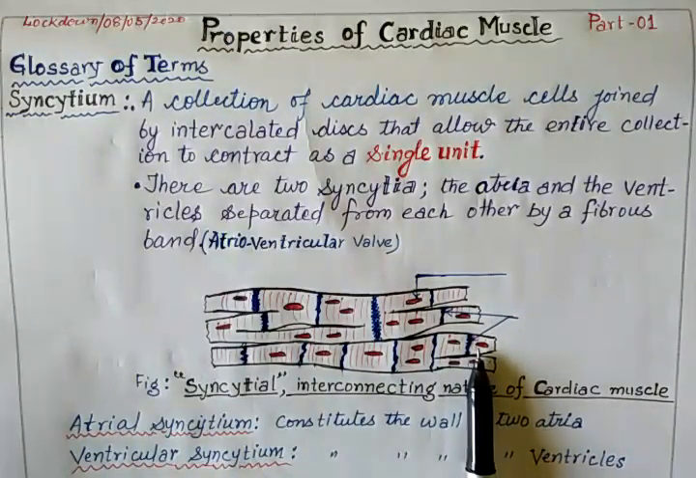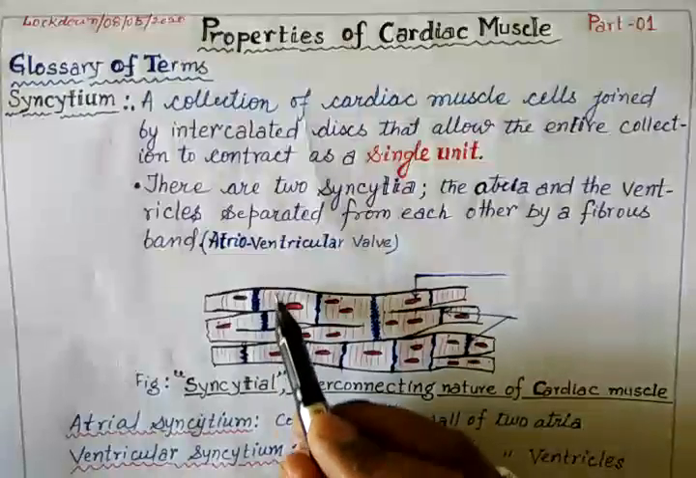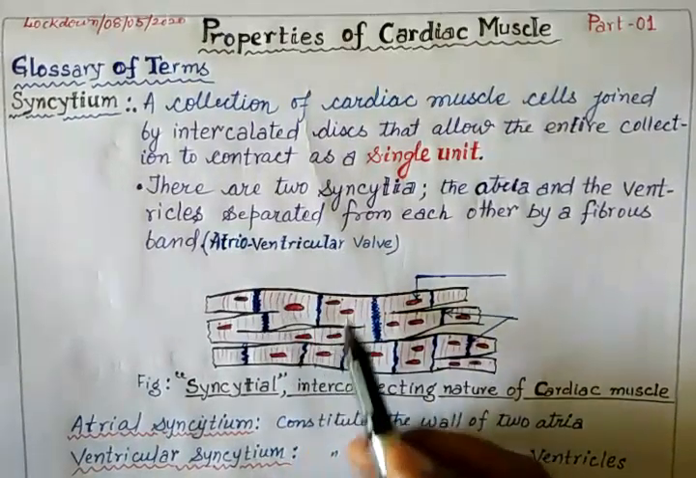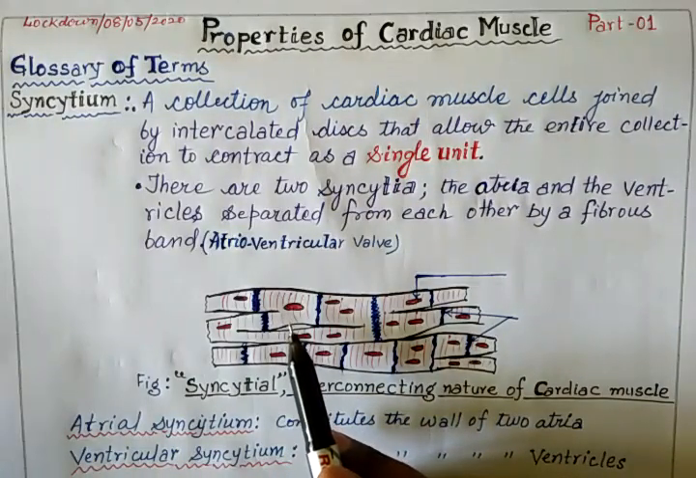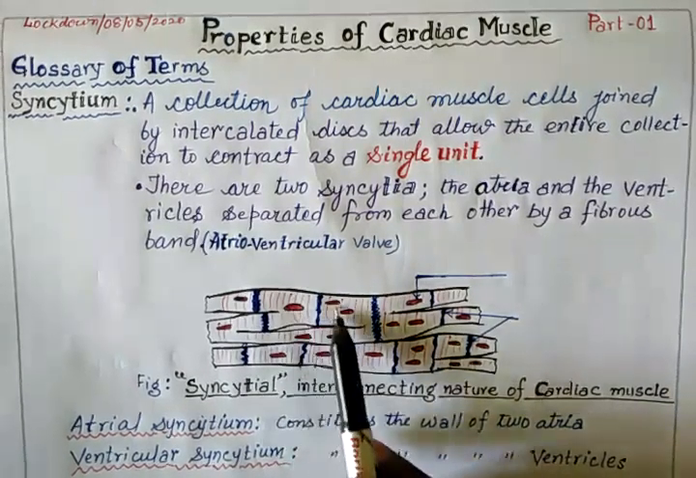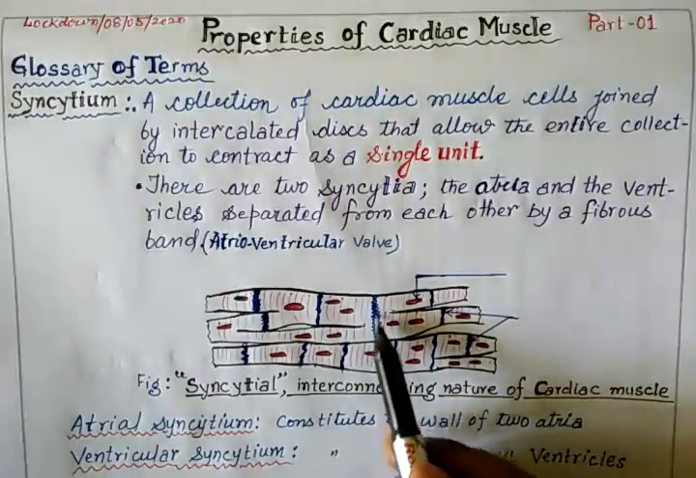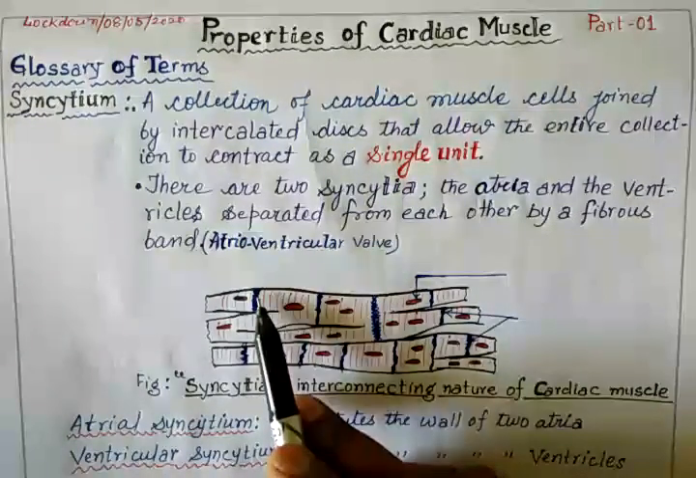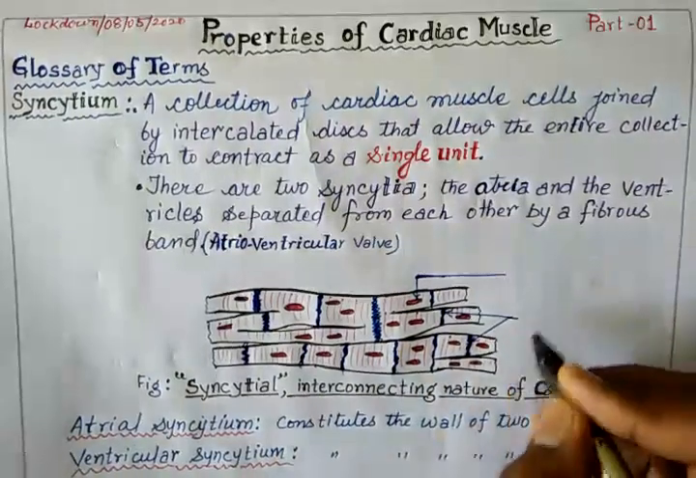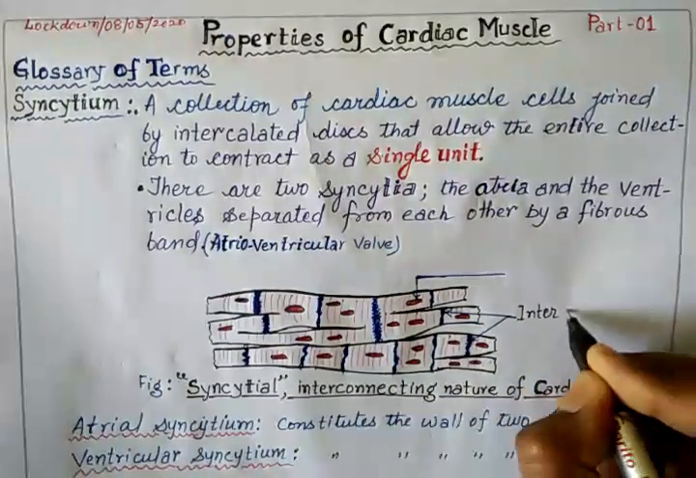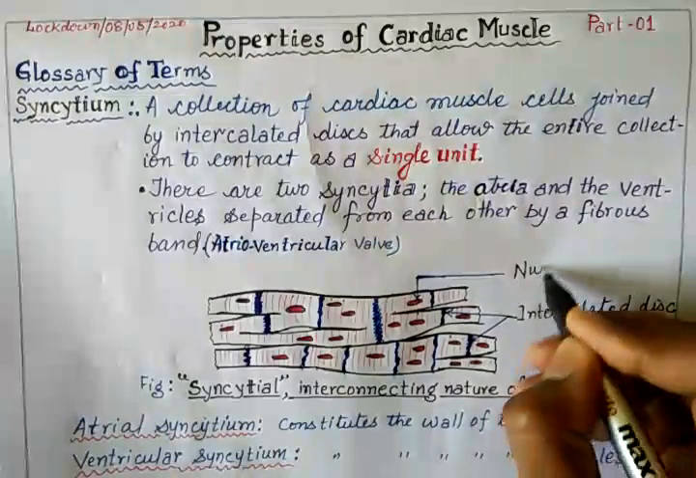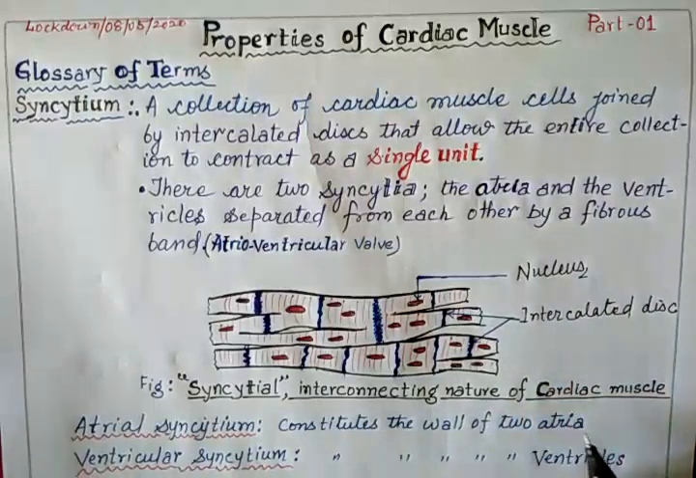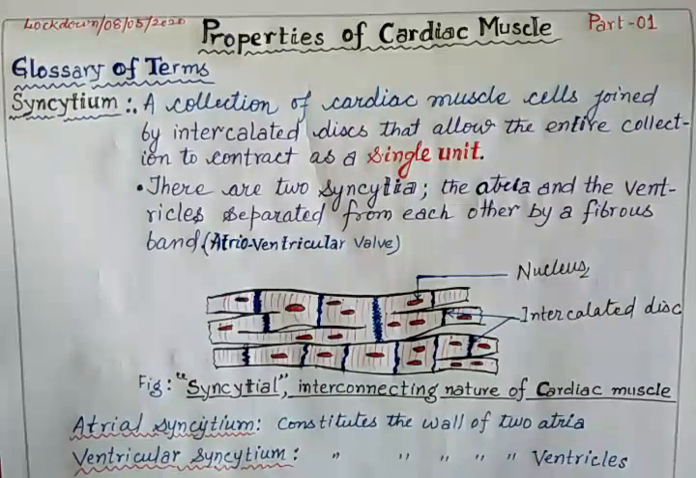In this cardiac tissue, we know the cardiac tissue fibers are branched and they are striated. You can see the red bands, so many red bands are present. Such bands are also present in the skeletal muscles, isn't it? And so many nuclei you can see here, and these are the vertical discs, deep blue vertical discs, that we call intercalated discs, isn't it? And this is the nucleus.